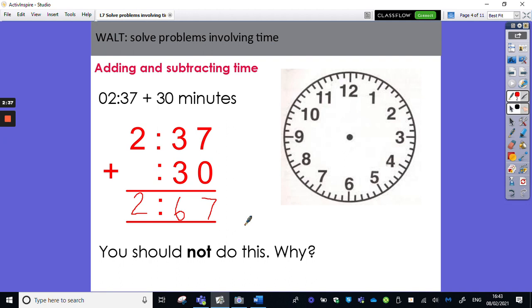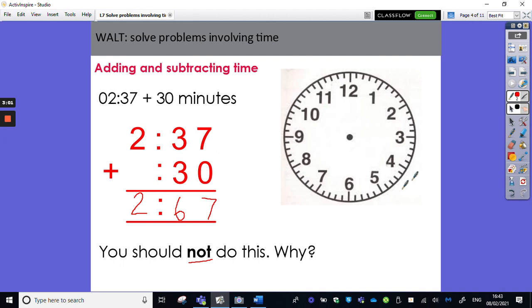So what I want you to do is think about, why should I not do that? Why is this not going to be the correct time? Why should I not be using column addition? Just pause the video, just have a quick think to yourself. I'm just going to pause for a moment. Why is that not right? Okay, so hopefully you've had a little bit of a think about that.